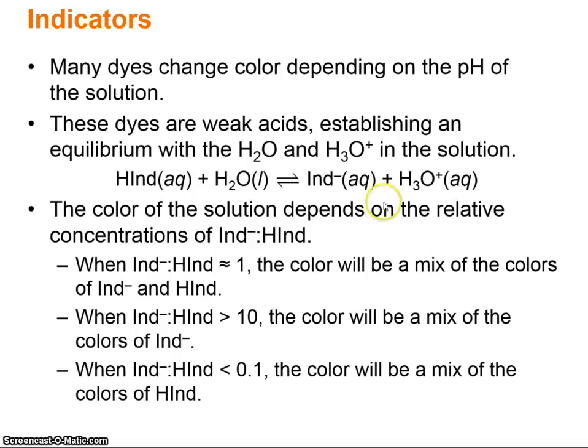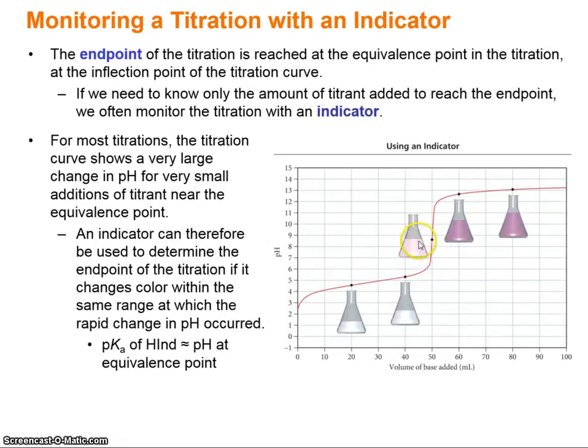Right? If the ratio is about 1, it's a mix. If you've got more than a factor of 10, the color is going to be primarily the In minus form, and if you're at less, it's going to be mainly the protonated form. Right, so the end point is where this indicator changes color, right? But it is different from this full titration curve. Right? So an indicator is useful if you want to get a rough approximation of this. It's going to be plus or minus a little bit, right?